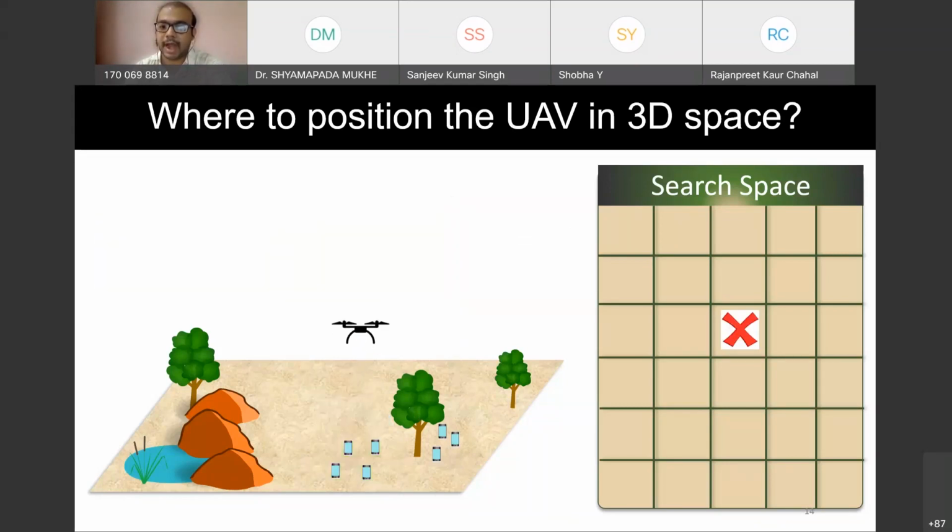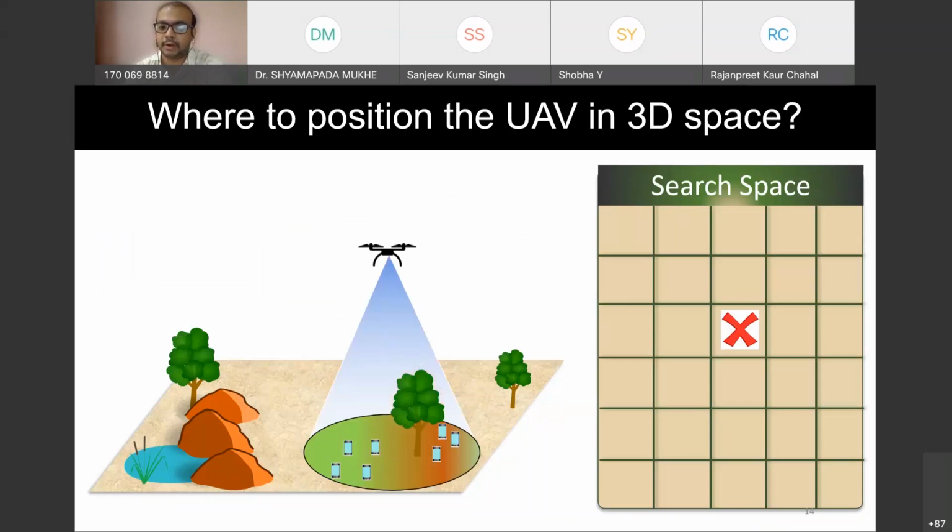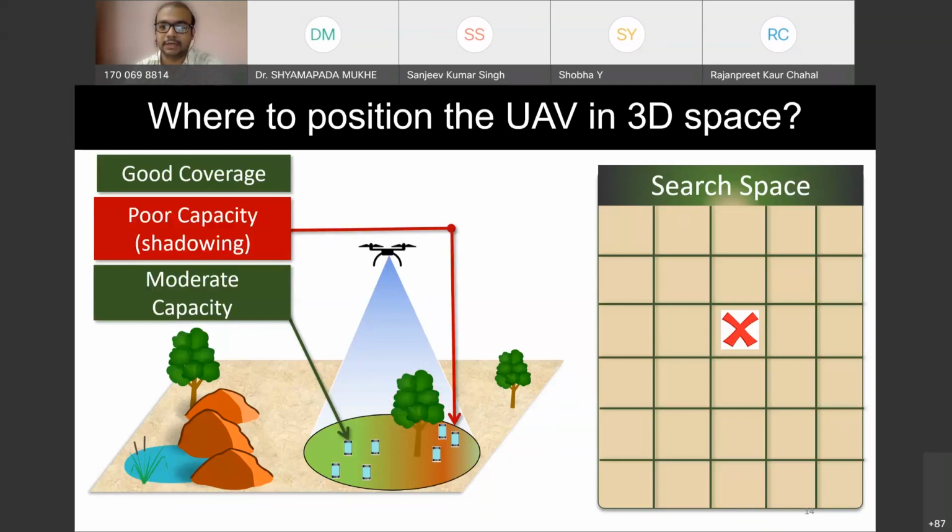So you plan to go to a different location. The drone now comes to a different location. Now you have good coverage, because all of the mobile phones are now covered, but you have moved up, so your signal strength on the ground decreases. Some of the nodes might have moderate capacity, and as you see, some of the mobile phones on the right hand side have poor capacity because of shadowing, because of the presence of these obstacles or these trees in this example. They will lack access.